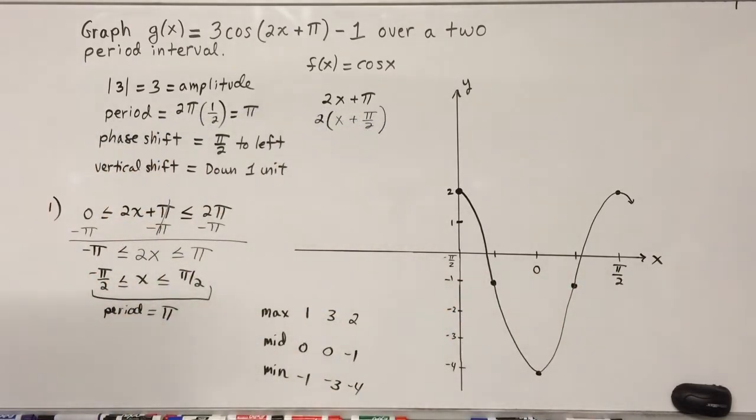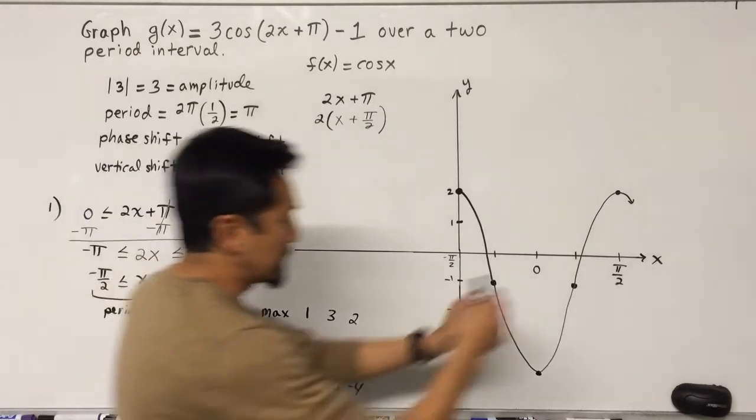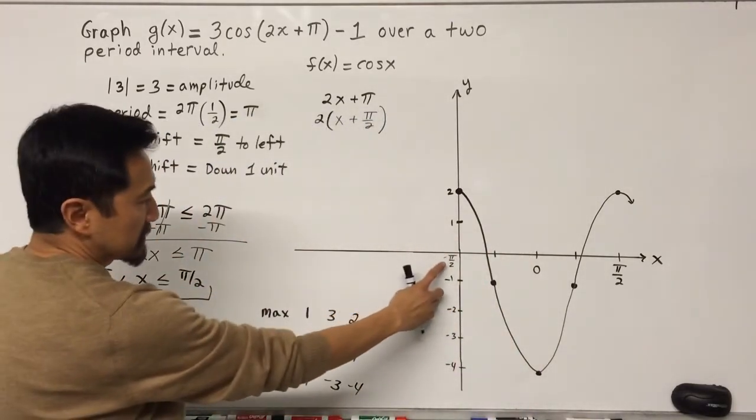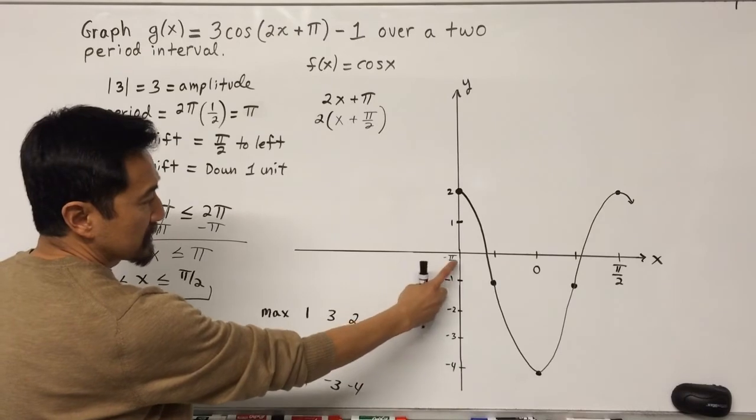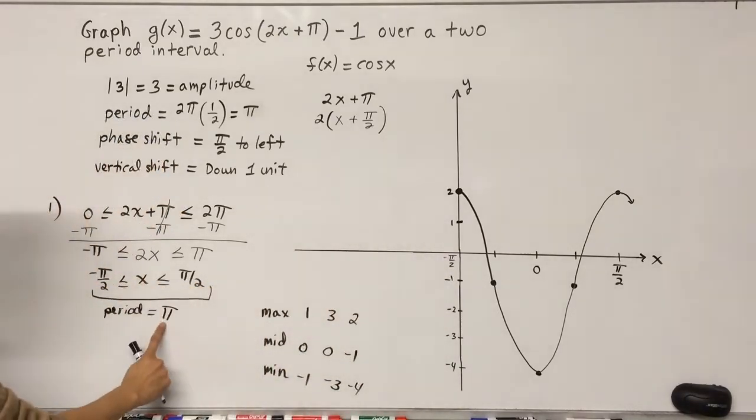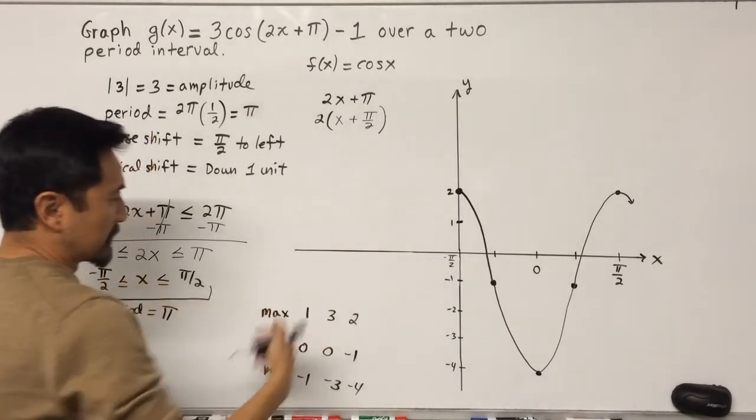Now we're going to graph it over the second period interval. So you can extend to the right or extend to the left. I'm going to extend left. So what I'm going to do is take negative pi over 2, which is this left endpoint, and then subtract the period, which is pi, to go left.